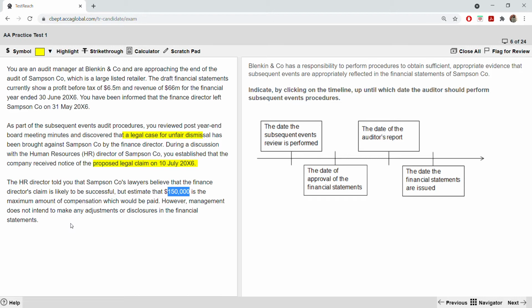So now, what is it? You have to click only one, by clicking on the timeline up until the date. Is it the date the subsequent events review is performed? No. The date of approval of the financial statements? No. The date of the auditor's report? The date the financial statements are issued, the date of the auditor's report.